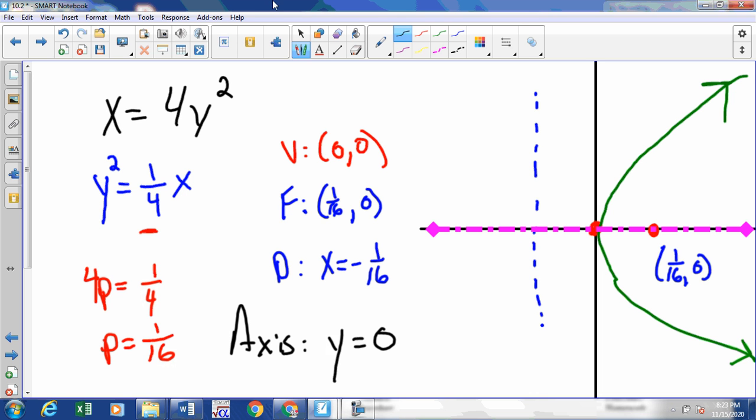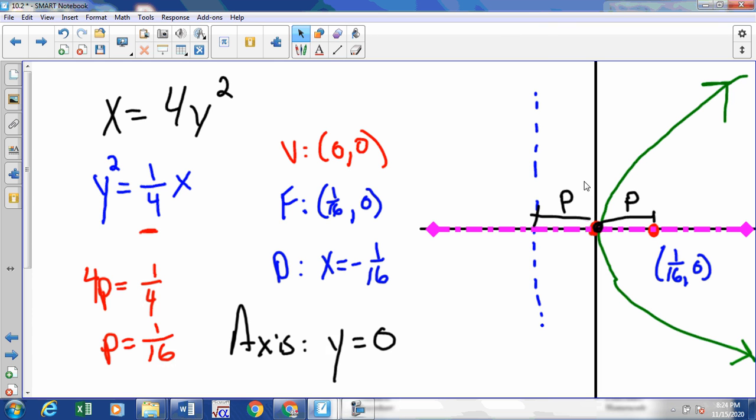What we want to talk about today is what happens if this vertex is not at the origin. What if it's not at 0, 0? And to really understand this and do this, we really got to understand all that we looked at yesterday, because the same thing is going to apply. If I'm at my vertex here, I just go over P to get my focus. I go back P to get my directrix.